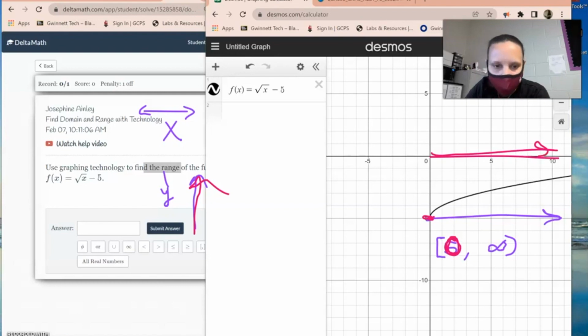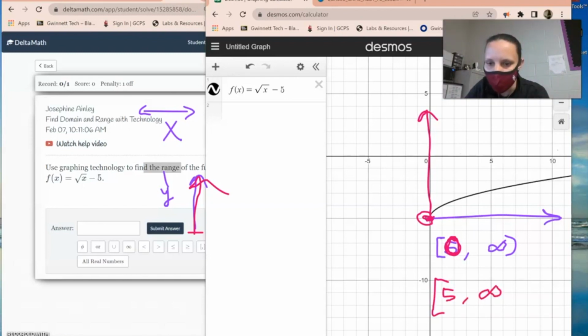And then my range is my Y values. Okay, so starting from the bottom to the top. So it starts at 5, and it goes this way forever, because this graph keeps going up and up and up. So it starts at 5, and it goes towards infinity.